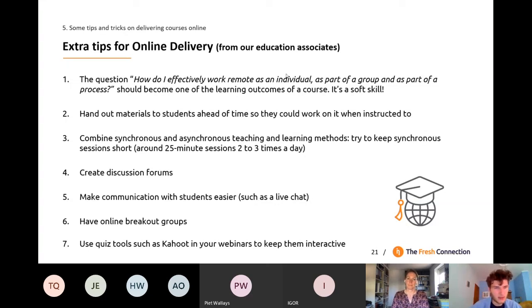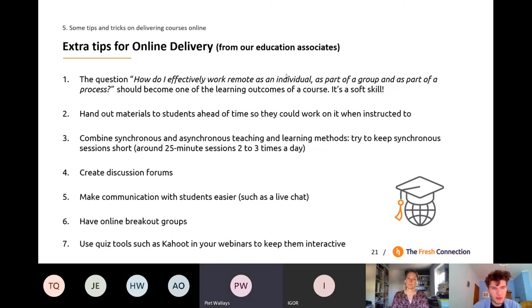And the first one I really like because it's, you can say, students have a hard time now to go online. And that's really an issue. But you can also say the question of how do I effectively work remote as an individual, as part of a group, and as part of a process? That in itself should become one of the learning outcomes, because what students learn here is actually a soft skill that will be needed more and more in the future. So you can also turn it around and see it from that perspective.